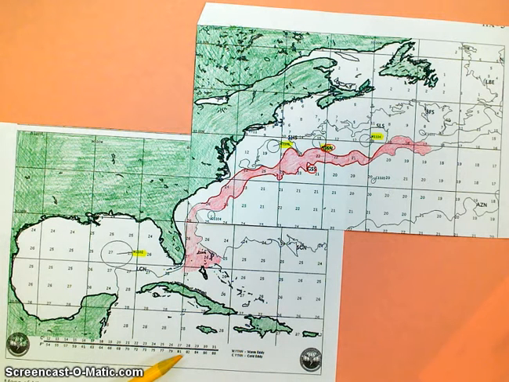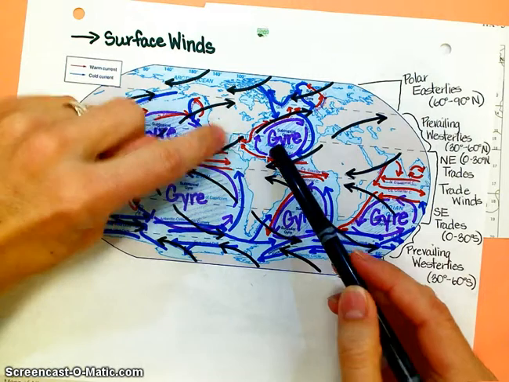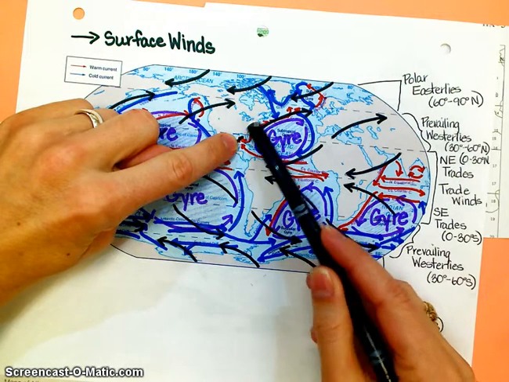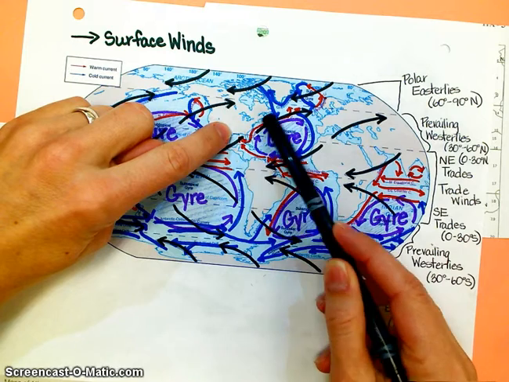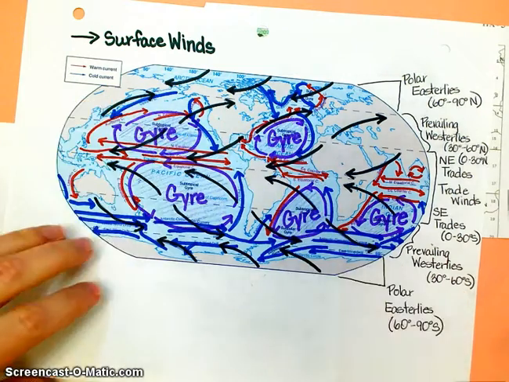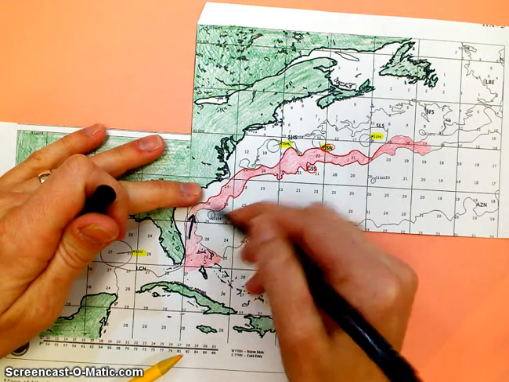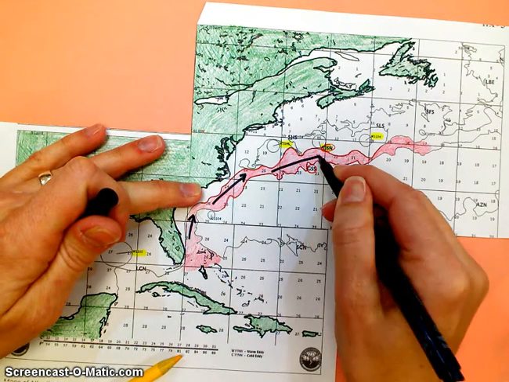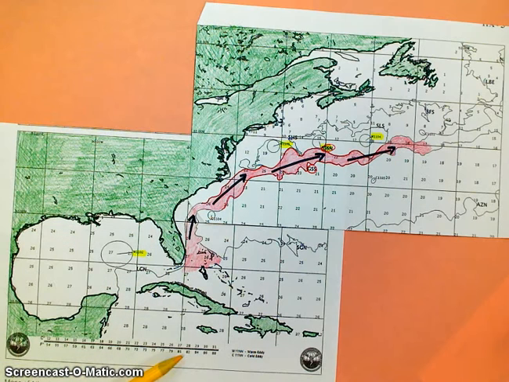draw arrows to indicate which way the Gulf Stream was flowing. And if you remember, the Gulf Stream makes up the western part of the North Atlantic gyre, so it's going to be flowing to the northeast. So we're going to mark that real quickly. It's going to be flowing this way. Okay, so make sure you mark that on your map.